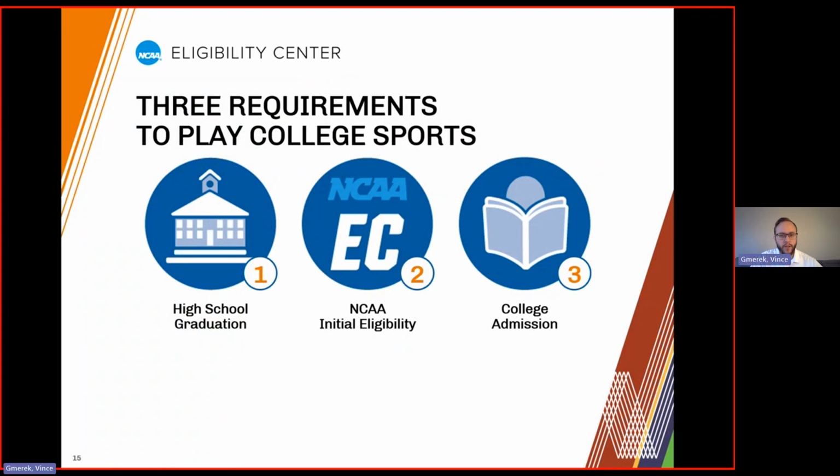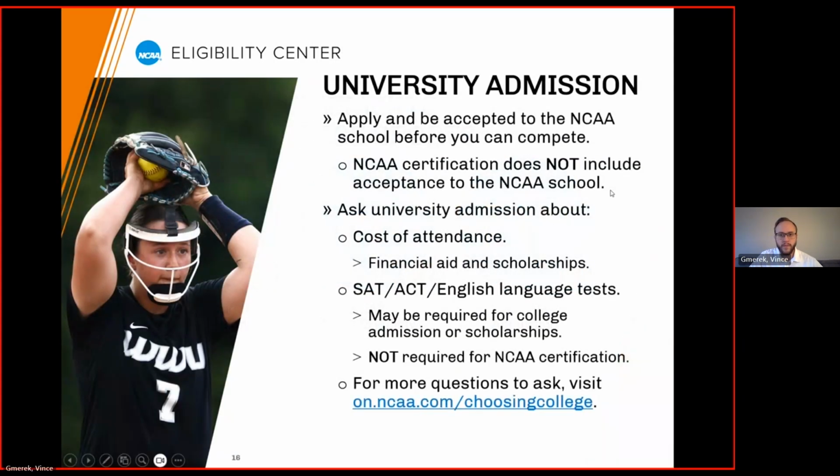So there's 3 main requirements in order to play college sports. You must be a high school graduate, you must meet NCAA initial eligibility requirements, and then again, you must be admitted to the college or university that you've applied to that you wish to compete for. As I mentioned before, university admission is independent of NCAA certifications, and you must apply and be accepted to the NCAA school you wish to attend before you would be able to compete.